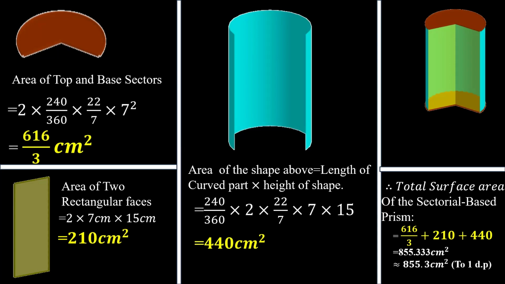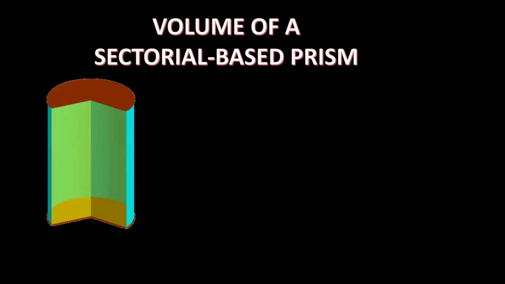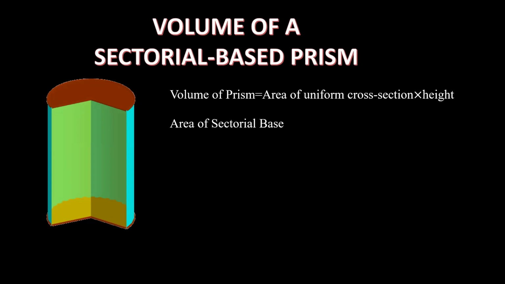We'll move on now to look at the volume. How do we get the volume of this sectorial-based prism? You need to understand the general way of finding the volume of a prism, any prism at all. The general principle is that the volume is the area of the uniform cross-section times the height. Here, the uniform cross-section of this prism is a sector. So we'll get the area of one of the sectors, and then multiply by the height of this prism.